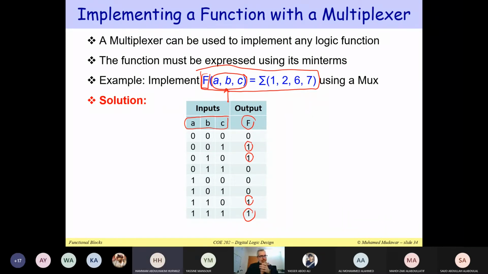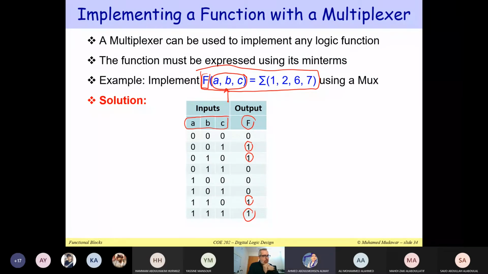Maybe we need to use an OR gate in addition to a multiplexer. No gates, just a multiplexer. Is it because we have 3 variables, so we need an 8 input multiplexer? Yes. Good, thank you, Ahmed. Go ahead, continue your thinking.